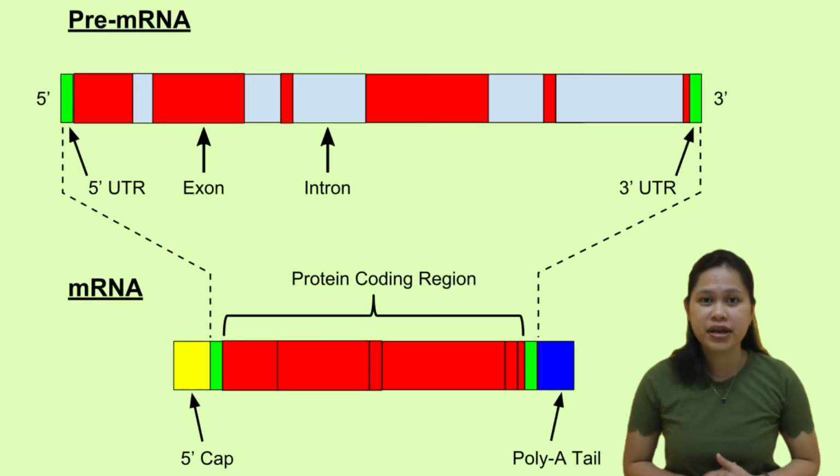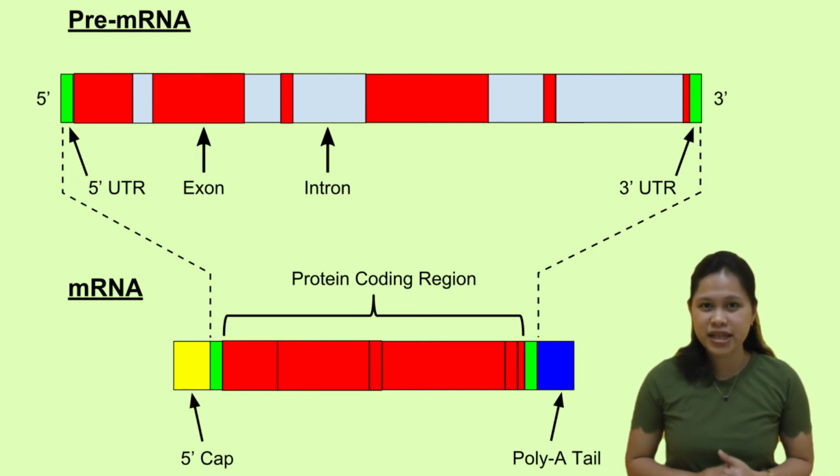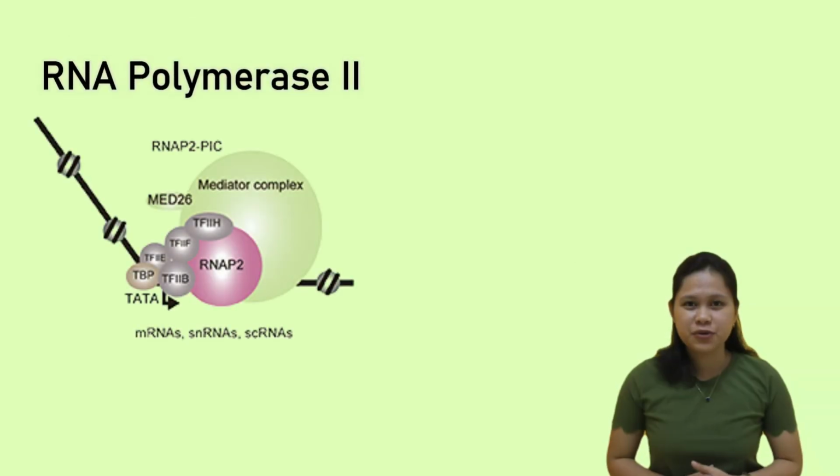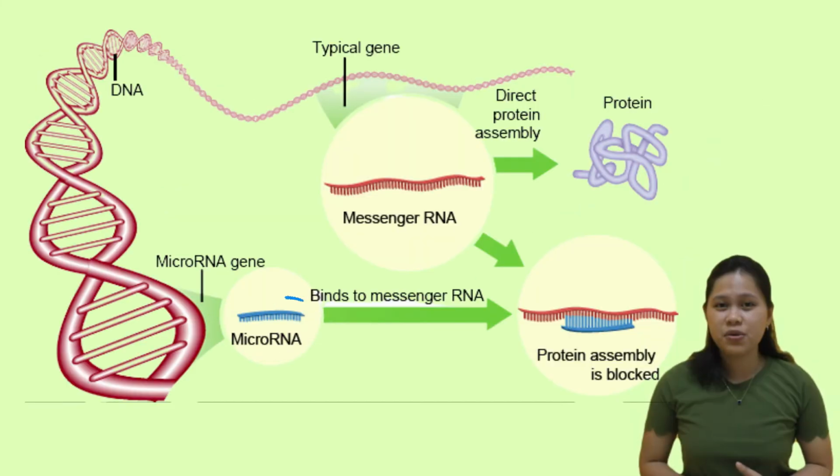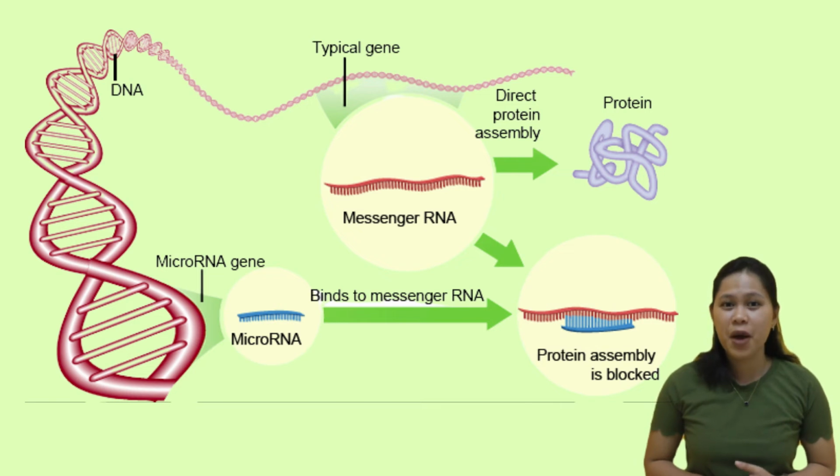Once the pre-mRNAs are released by RNA polymerase 2 within the nucleus, biochemical modifications prepare these transcripts for translation. RNA polymerase 2 also produces microRNA molecules. These non-coding transcripts can mediate gene expression and the activity of mRNAs after transcription.